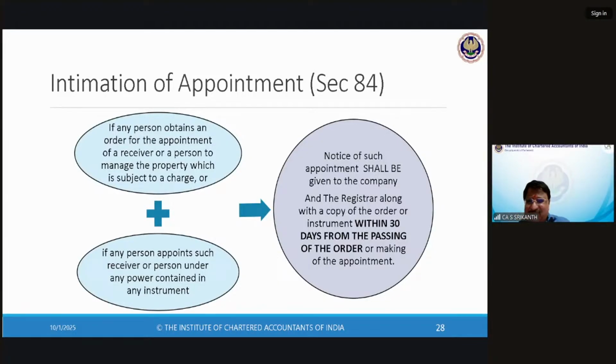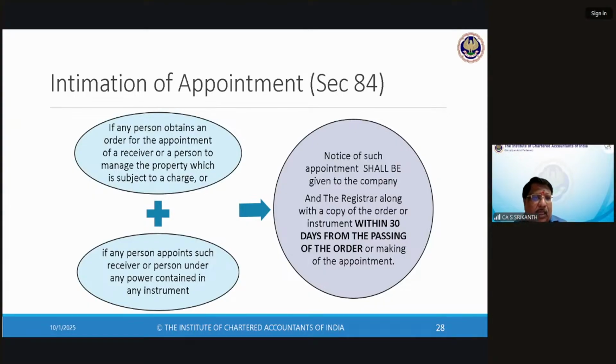Now, this is not important. Still I am trying to cover it. But still I am covering it. This is a very peculiar situation. If any person obtains an order for the appointment of a receiver or a person to manage the property which is subject to a charge, or if any person appoints such receiver or person under any power contained in any instrument, notice of such appointment shall be given to the company and the registrar.